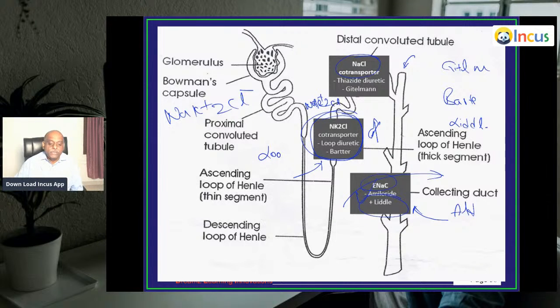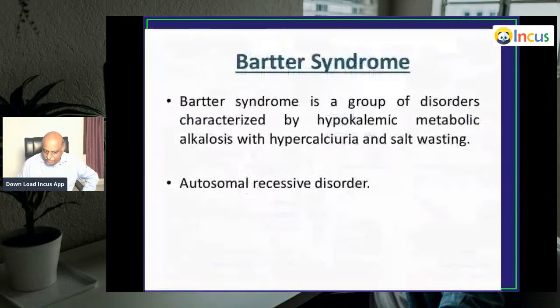Point number 2. Gitelman is like taking a thiazide diuretic, where the sodium chloride co-transporter of the distal convoluted tubule is blocked. And Liddle syndrome is constitutively hyperactive, opened-up sodium channels in the collecting duct. Similar to taking amiloride is what you need to remember.